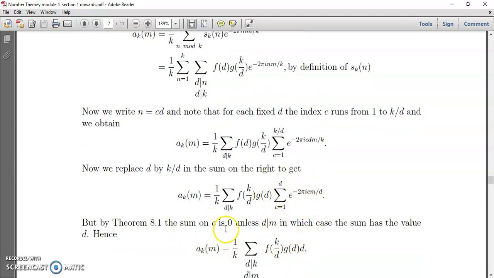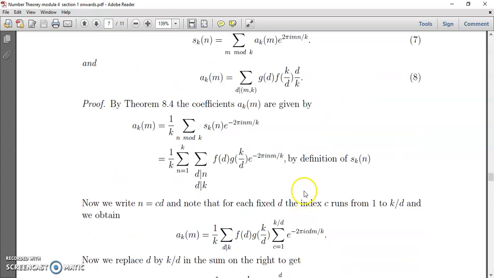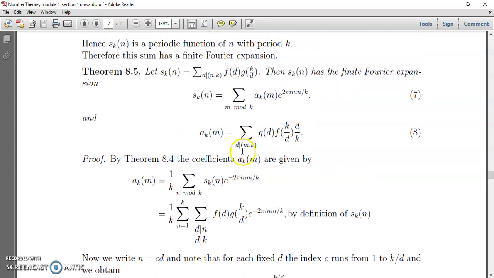So thus a_k(m) will become 1 by k sigma d divides k, d divides m, f of k by d, g of d, d, and d by k. That is why the result comes like g of d, f of k by d, d by k. Thus we have proved theorem 8.5.